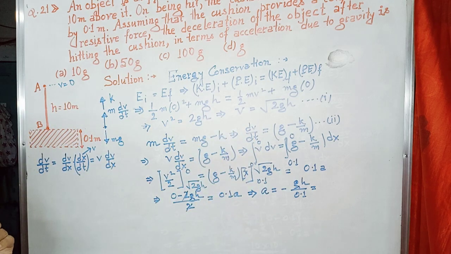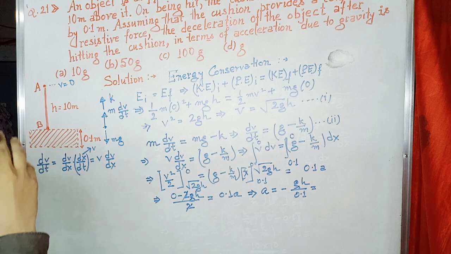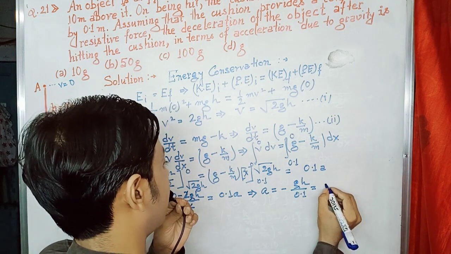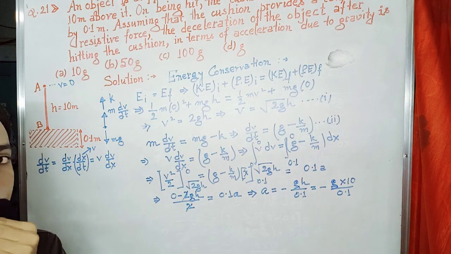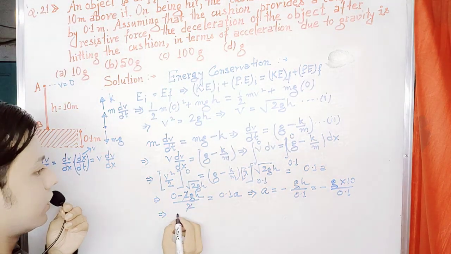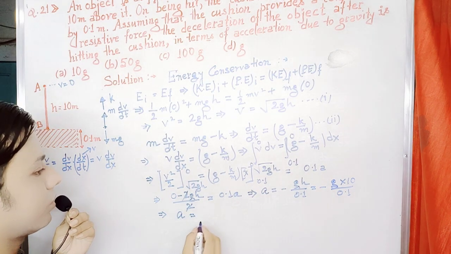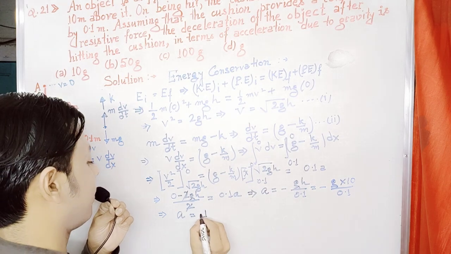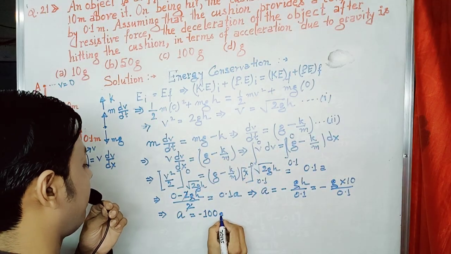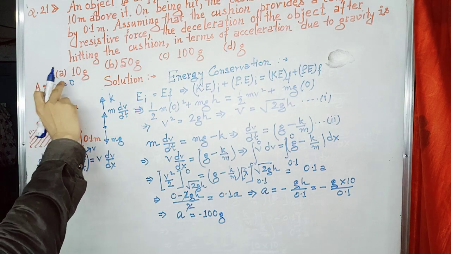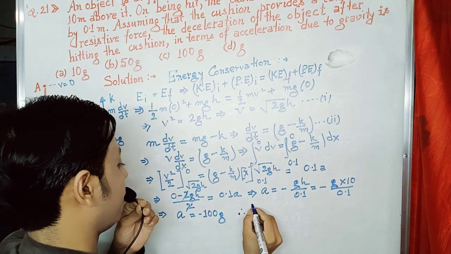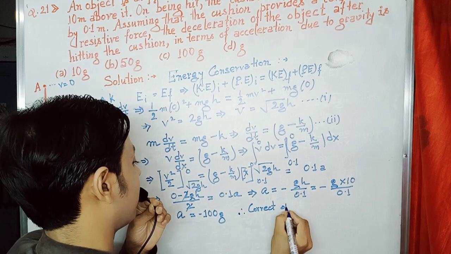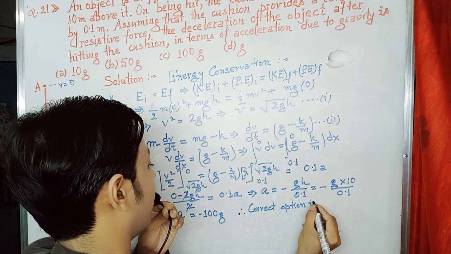But from our given question, the object is dropped from a height of 10 meters. So the value of h is equal to 10. Therefore this equation becomes g multiplied by 10 divided by 0.1. Therefore, the value of a, the acceleration, will be equal to minus 100 g. So among these four options, the first option is 10 g, second option 50 g, third option 100 g, and fourth option is g. Therefore our correct option is option C.